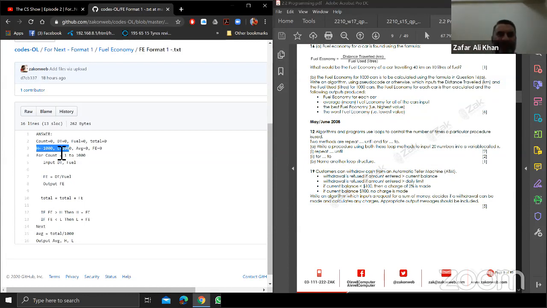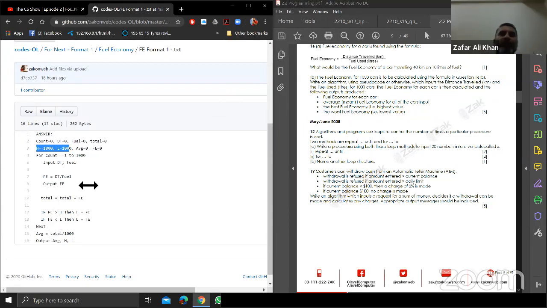The reason is that whatever the first value that enters the system will adjust this minus and plus 1000 automatically. Let's say there are 1000 cars. Before any single car's input is made, the highest fuel economy is -1000 and the lowest is 1000. So let's say here we have calculated the fuel economy as 4.